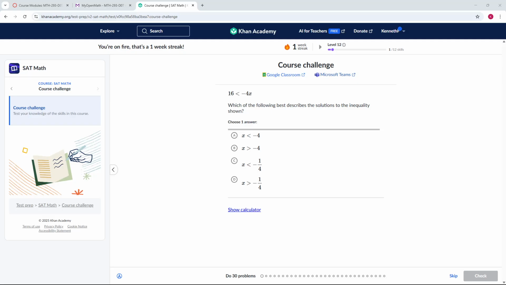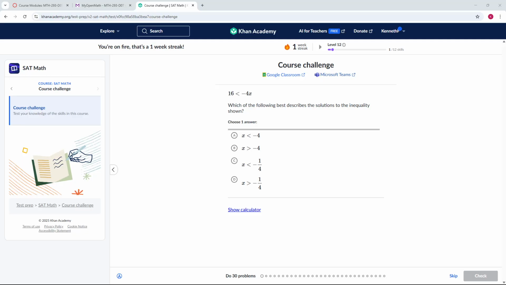Well, immediately I see that both sides are divisible by 4, plus we're trying to isolate x, so we can divide both sides by 4. And what does this result in? Well, this will result in 4 is less than negative x. So now to isolate x, we have to divide by negative 1 on both sides, or multiply by negative 1, either works.